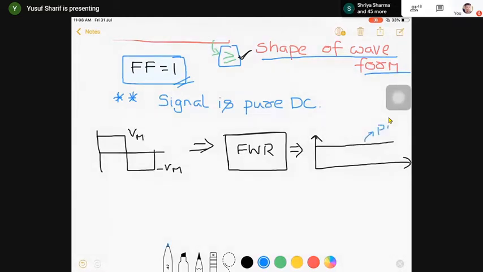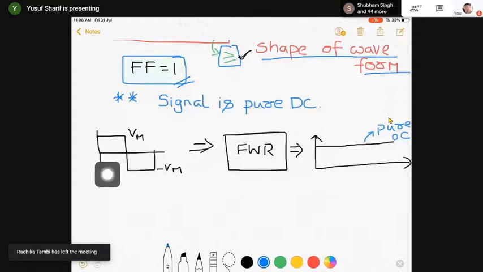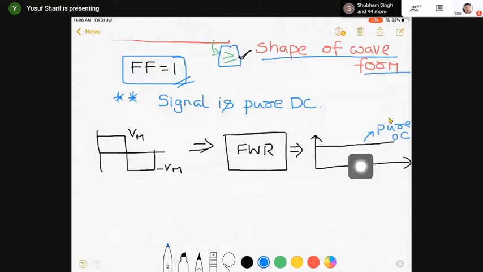And when will you get pure DC? Whenever you are supplying, what should the input side be? If your input is a square waveform or a rectangular waveform, then only you will be getting a pure DC. And we have seen when I'm supplying an AC signal, what I'm getting is a pulsating DC. I'm not getting a pure DC. Is this clear? So that was about the full wave rectifier. If I give this signal, the output I get is pure DC.